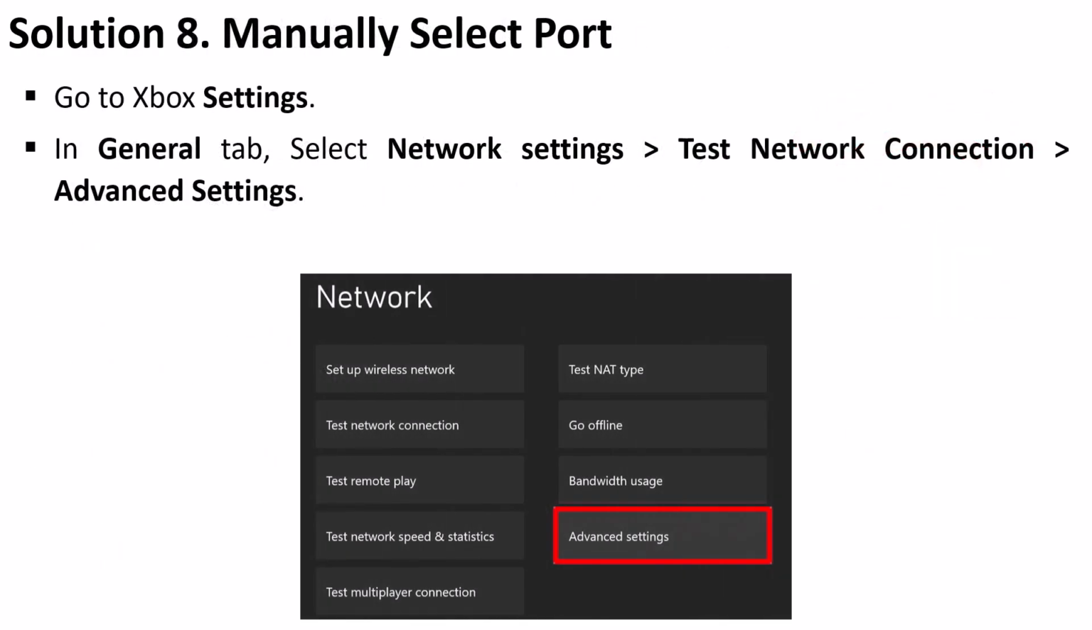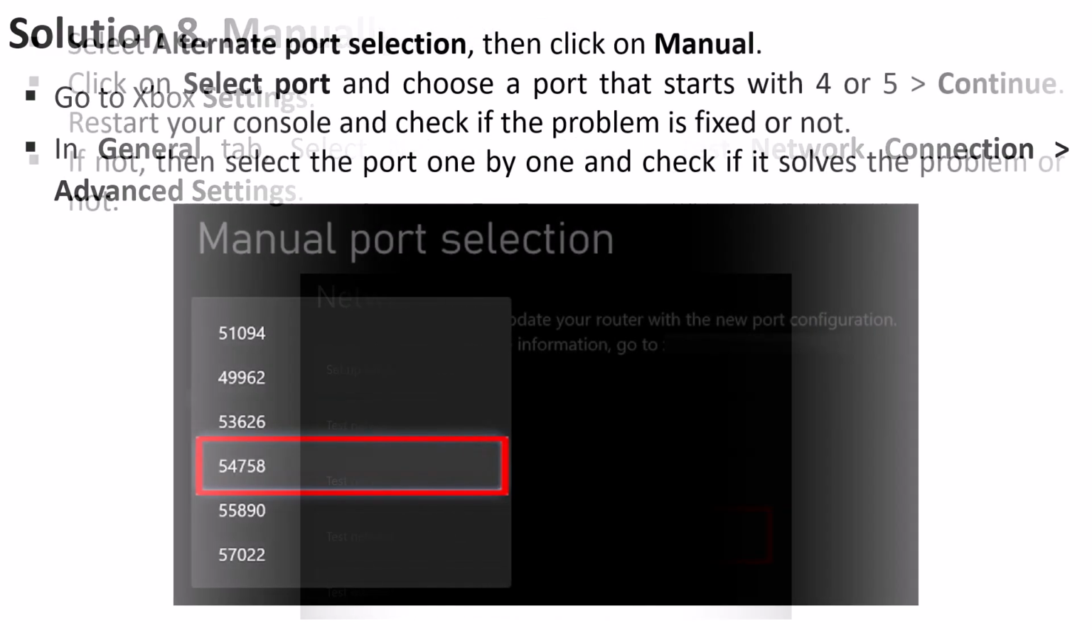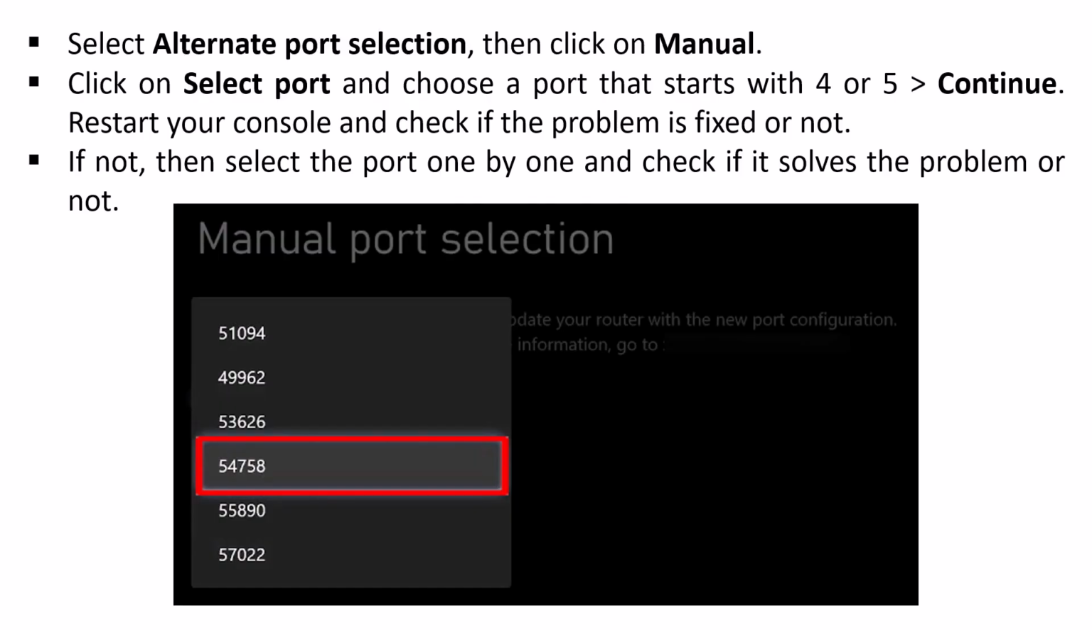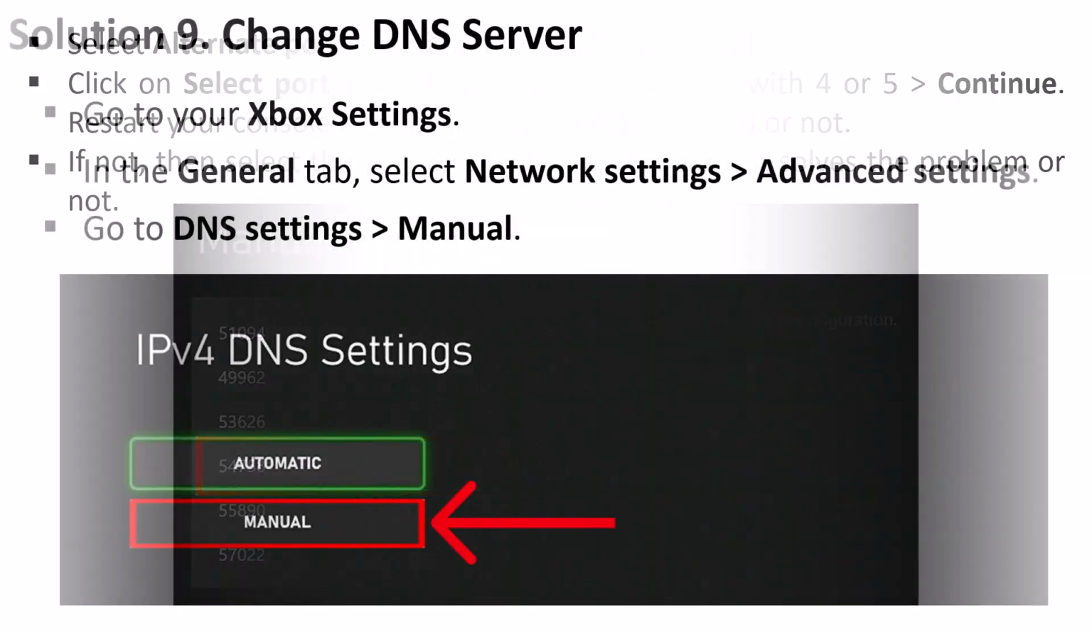Solution 8 is to manually select port. So go to Xbox settings, in General tab select Network settings, Test network connection, Advanced settings. Select Alternate port selection and then click on Manual. Click on Select port and choose a port that starts with 4 or 5, continue. Now restart your console and then launch the game and see if it helps or not. If not, then select the port one by one and see which one works for you.